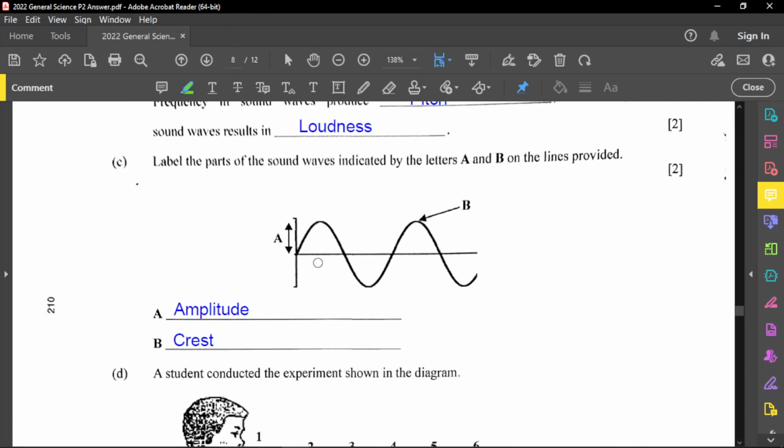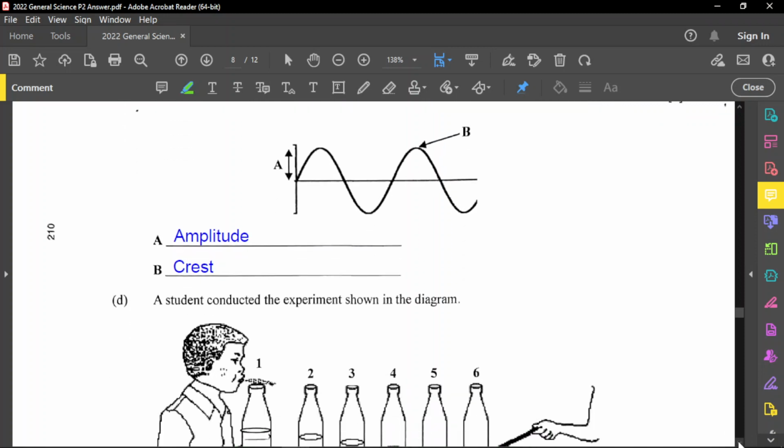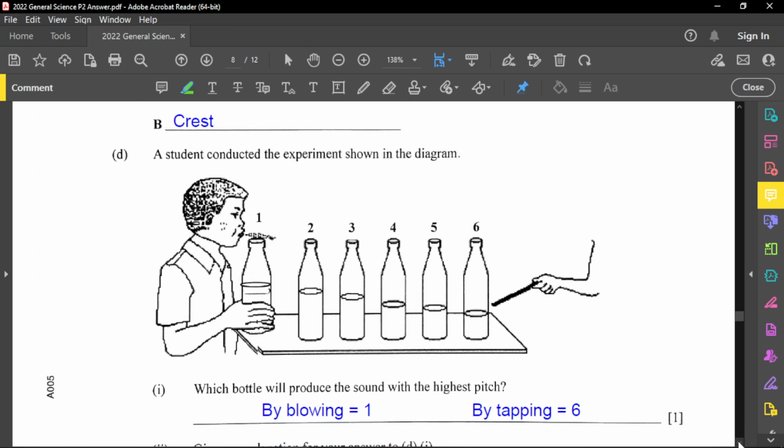And so A, which is the height of a crest, which is the same thing as the depth of a trough as well, is called amplitude. And now where B is pointing, that is the crest. All right, so the highest point on the wave is called a crest, and the lowest point we call a trough.